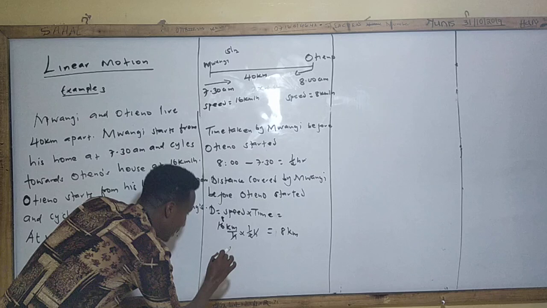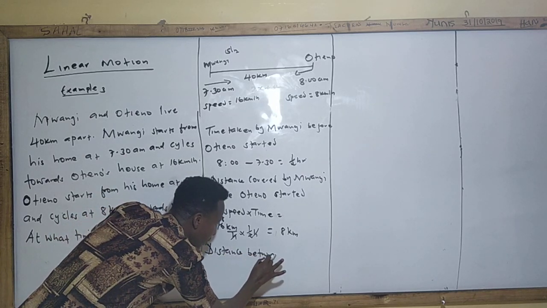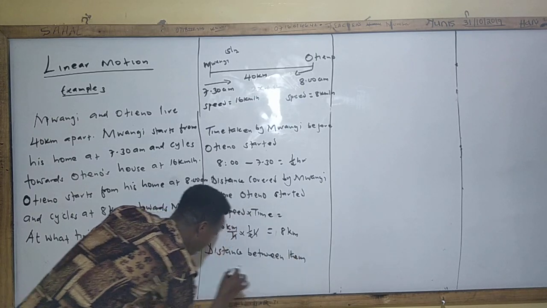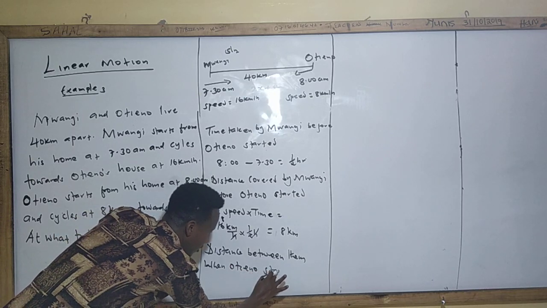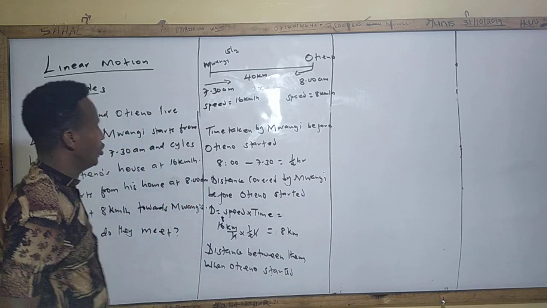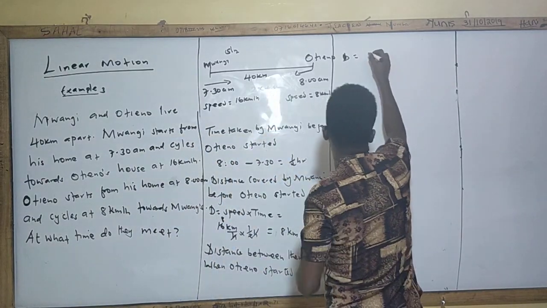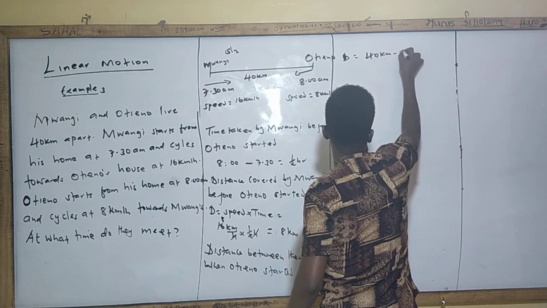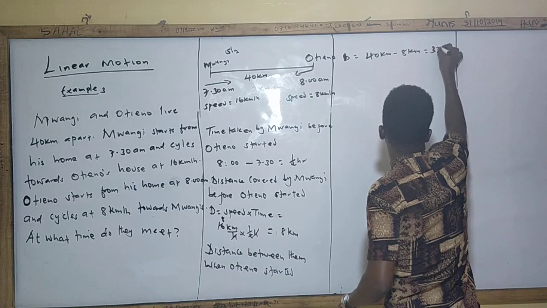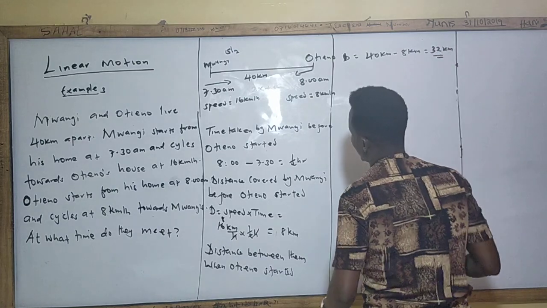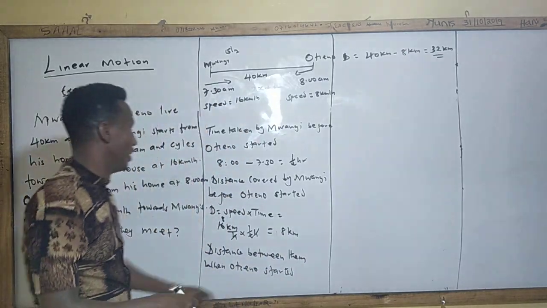So we're going to say distance between them when Otieno started his journey. So that is distance equal to 40 kilometer minus the 8 kilometer covered by Mwangi. So that will give us 32 kilometer, okay? So this is the distance in between them when Otieno started his journey.